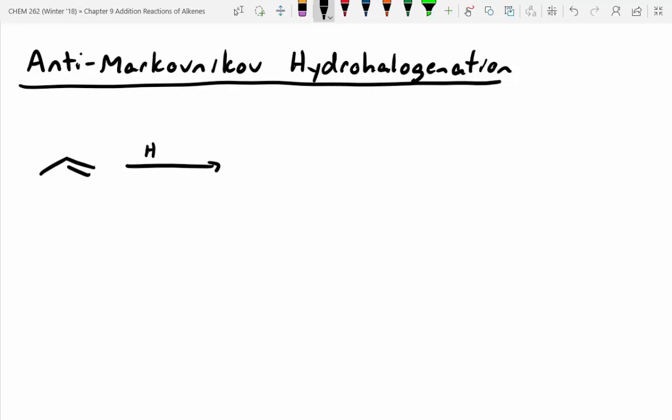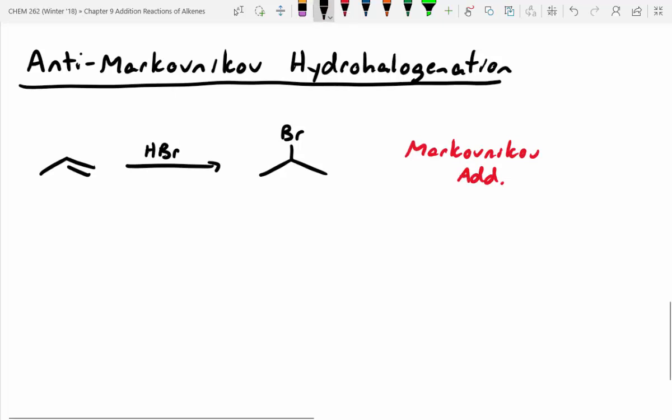And I'll just do a compare and contrast here. We said with HBr that the bromine prefers to be there. So this is Markovnikov. However, when this chemist was studying this reaction, he noticed quite often when they did this experiment that the bromine wouldn't add to that position. It would add to the less substituted carbon.